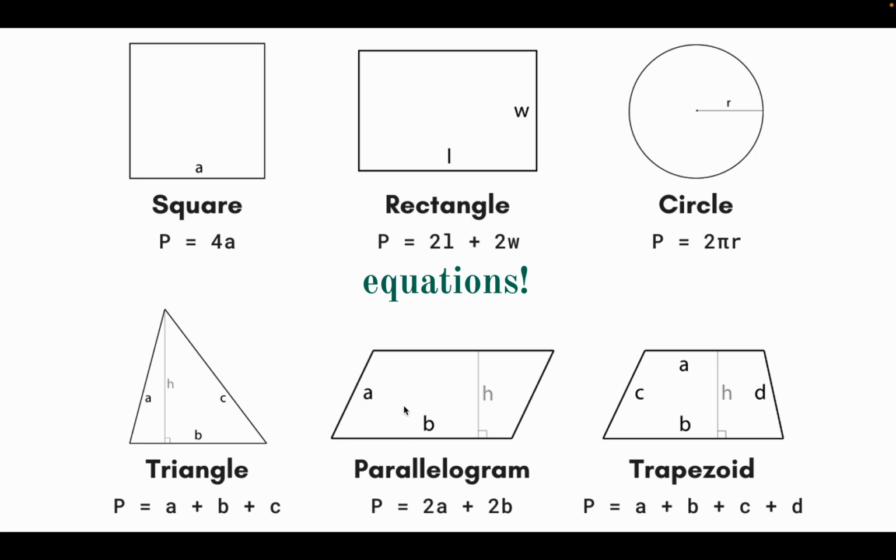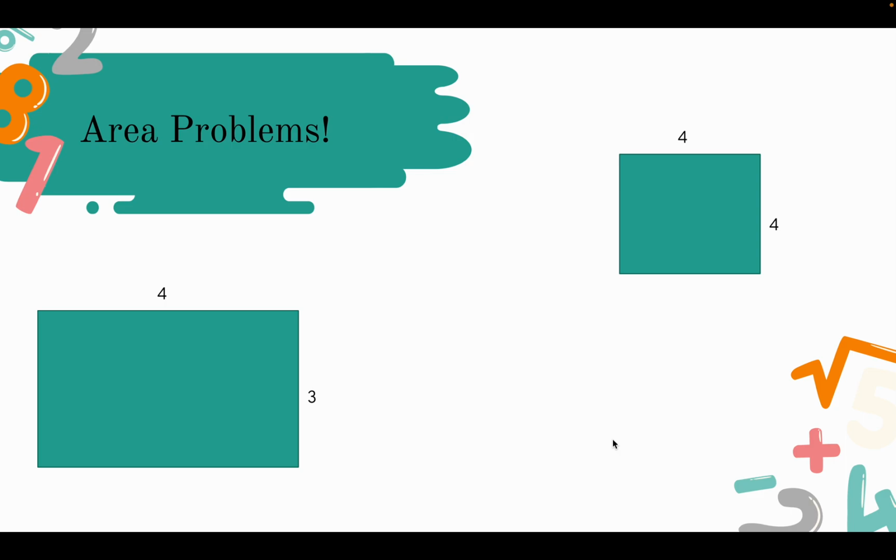Parallelogram, you do 2a plus 2b. Trapezoid, again, just add every single side together. So here are some practice problems that you can try. You should probably try this on your own and see if you get the right answer.